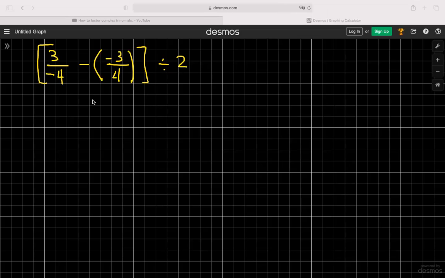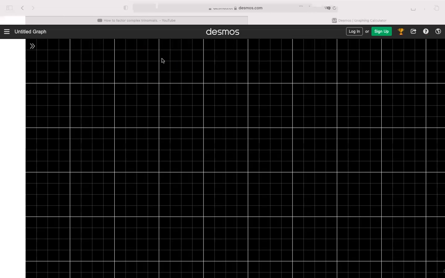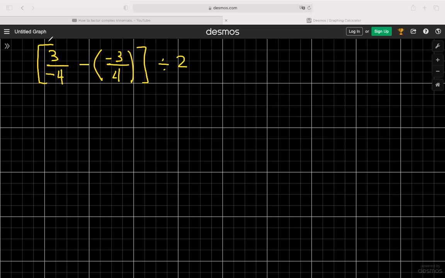So here's a question. So we got square brackets, and then stuff inside it, close square bracket divided by 2. So we got square bracket 3 over -4 minus brackets -3 over 4, close square bracket divided by 2.